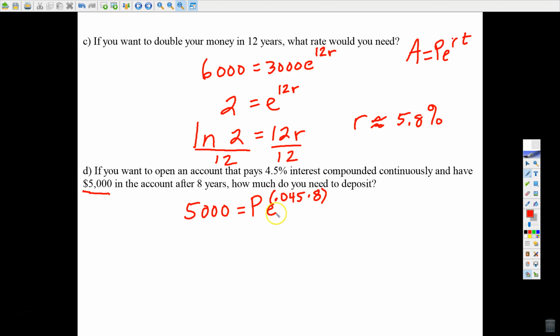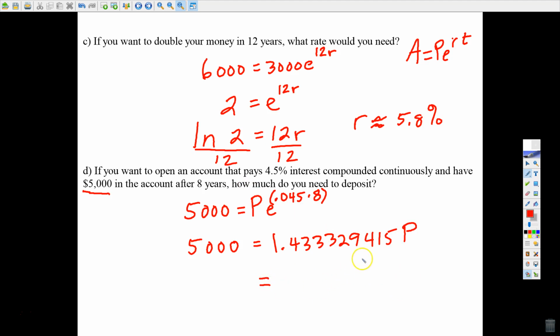All right, so we can go ahead in our calculator and get this decimal. Let's go to your e to the x button. And we're going to put in 0.045 times 8 and close your parentheses, enter. All right, long decimal. I'll just go ahead and show it. 1.433329415, and don't forget we're multiplying that by P.